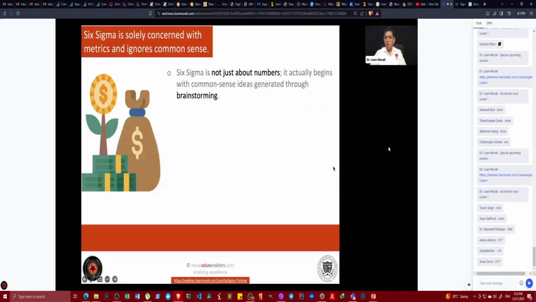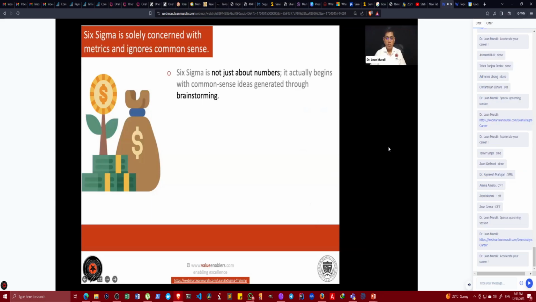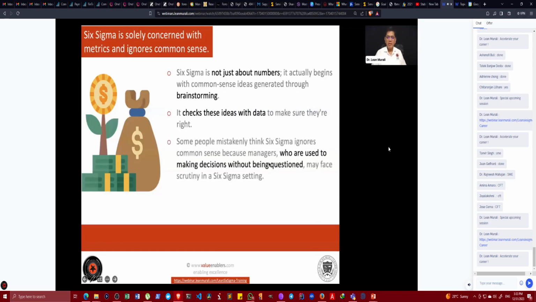Okay. Now, Six Sigma starts with subject matter experts and cross-functional teams, ideas, experience, everything. But it validates all that through statistical analysis by collecting data. It checks the ideas with the data to make sure that they are right, and some people mistakenly think it ignores common sense, because managers who used to make decisions without being questioned face scrutiny in a Six Sigma setting.